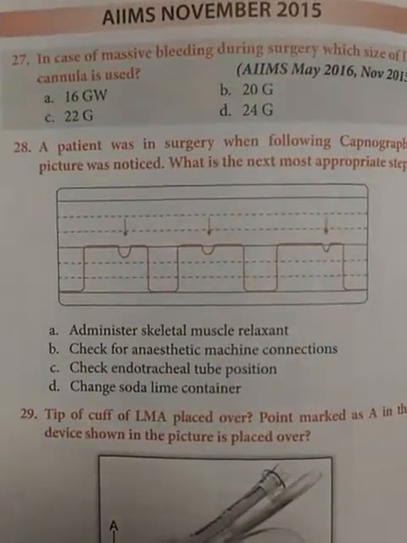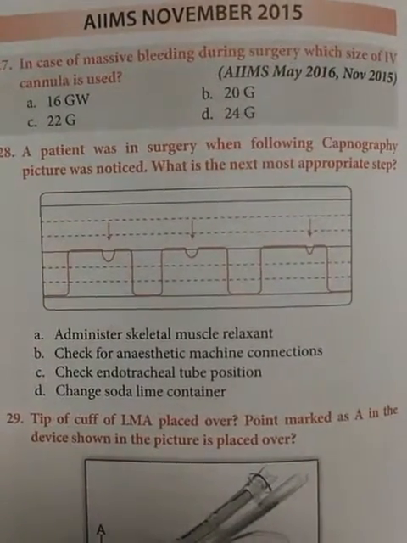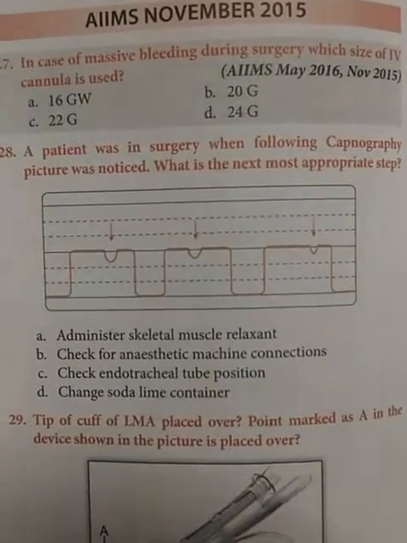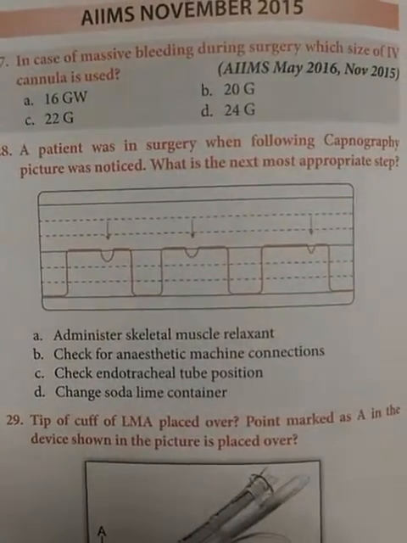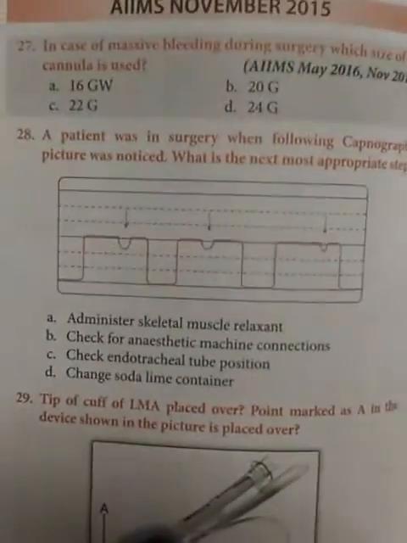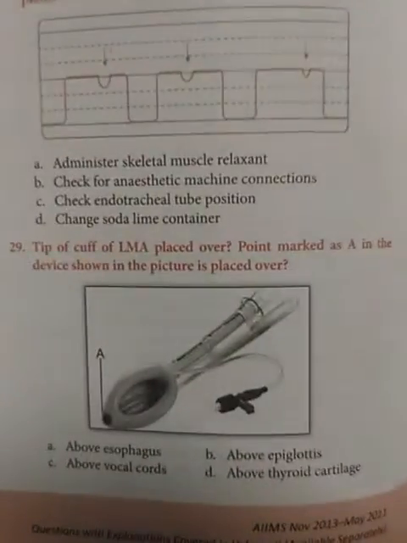The next question is, the patient was in surgery when the following capnography was noticed. What is the next appropriate step? Here it's just touching the baseline. It's just inappropriate muscle relaxation. So we need to administer a skeletal muscle relaxant. Option A is correct. This is the LMA and we put the tip of the cuff above the esophagus.